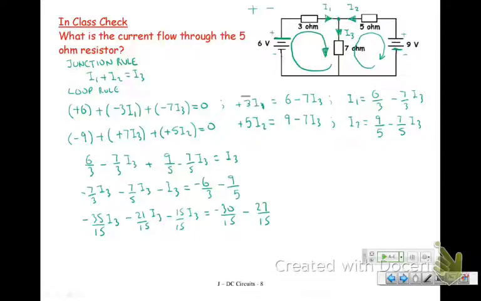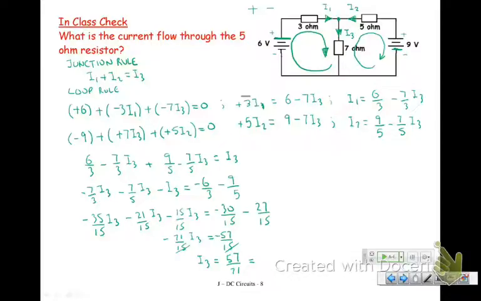35 and 21 makes 56, and 15 makes 71, is that right? 71 over 15 I3 minus is equal to 57 over 15. My 15s cancel, my negatives cancel, so I3 is equal to 57 over 71, which equals whatever that equals. I brought my calculator because I bring my calculator.